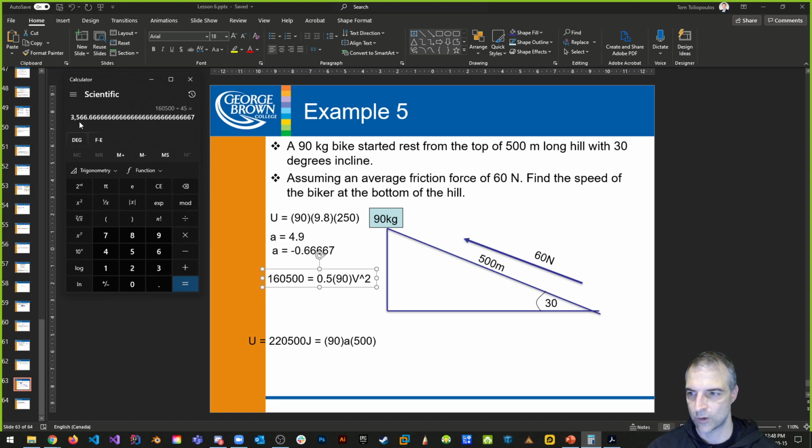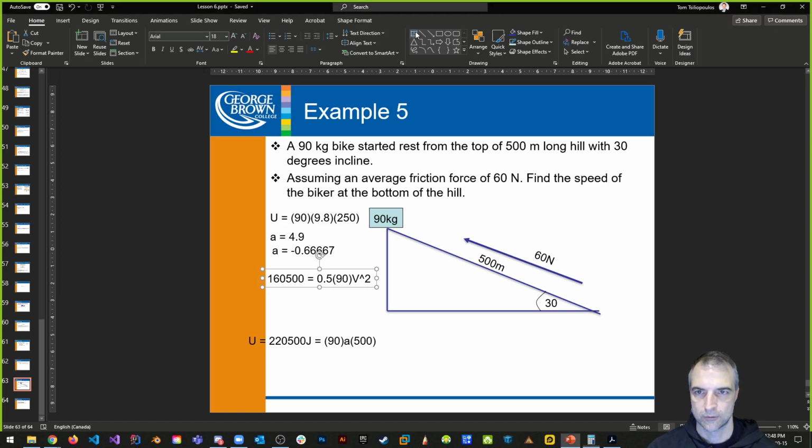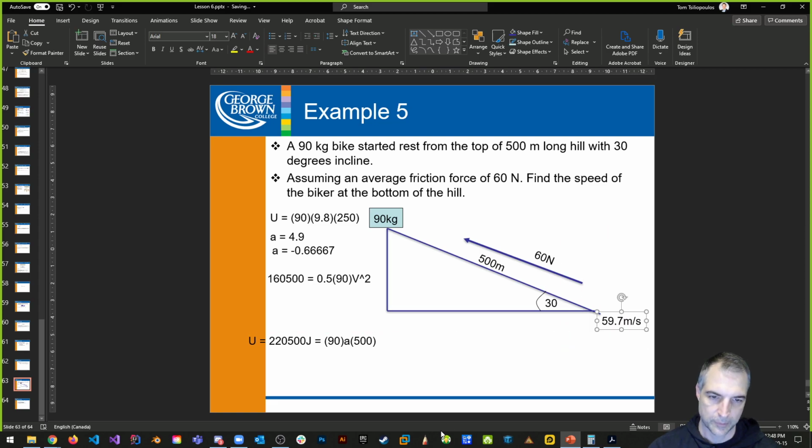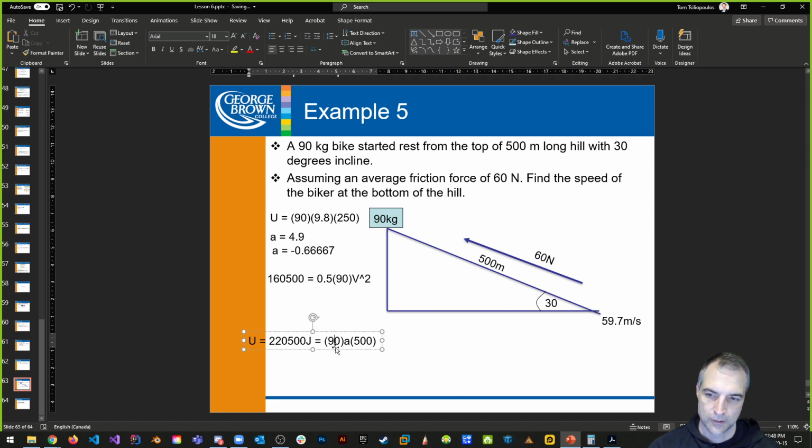3,566. I want to get the square root of that, which works out to be 59 meters per second, my friends. That is the terminal velocity down here. 59.72 meters per second. Does that compute to you? At the bottom. So what did I do?